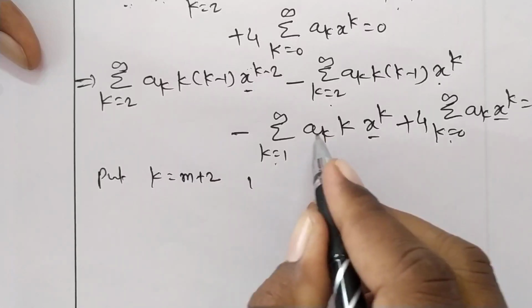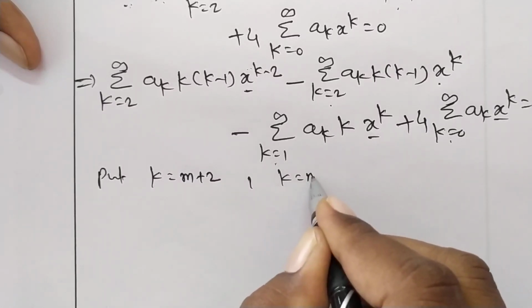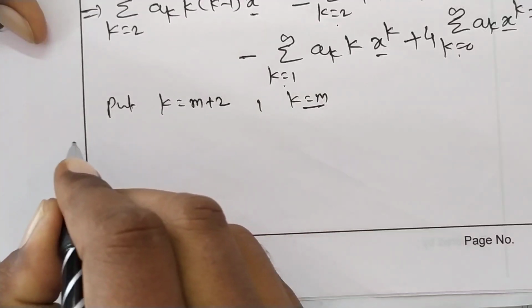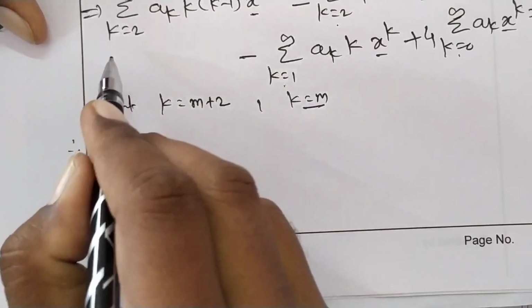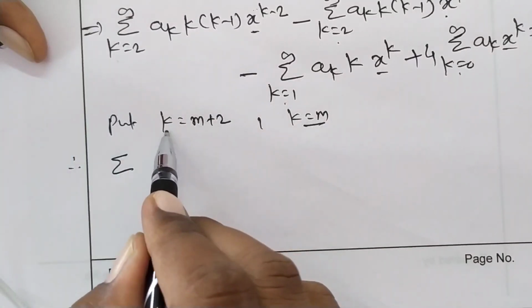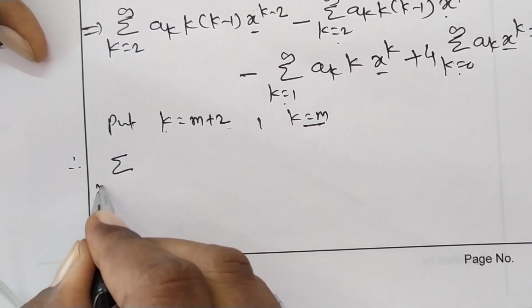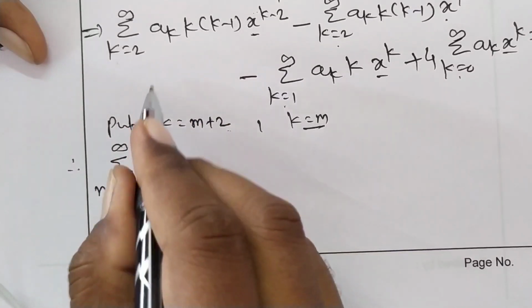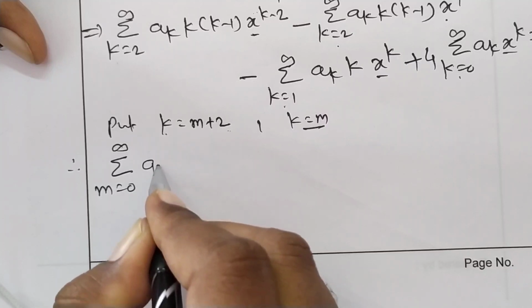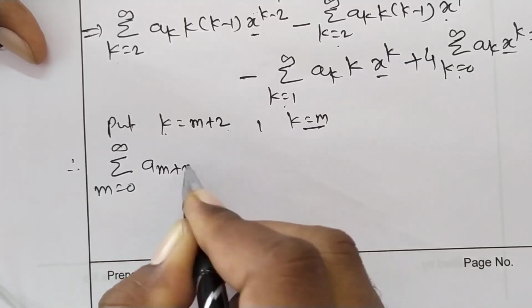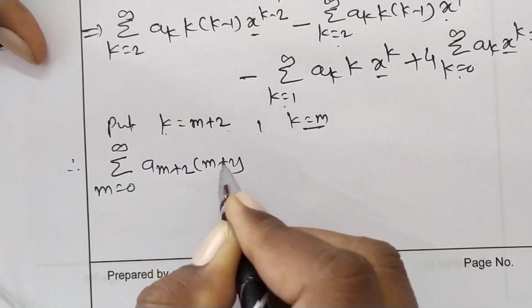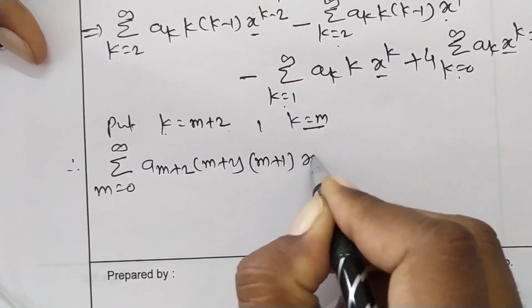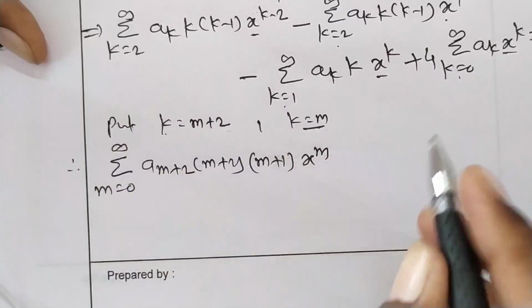So in the remaining three series put k equal to m only, means only replace k by m. And therefore in the first series, summation where k starts from 2, if you take k equal to 2, then the 2 gets cancelled, so m starts from 0 to infinity. ak means k equal to m plus 2, so a(m plus 2) into m plus 2 into m plus 2 minus 1 is m plus 1 into x to the power m. So this is the first series.